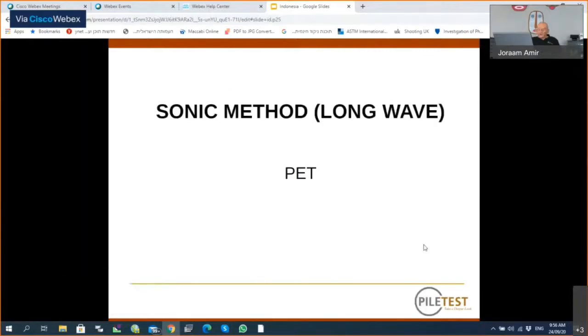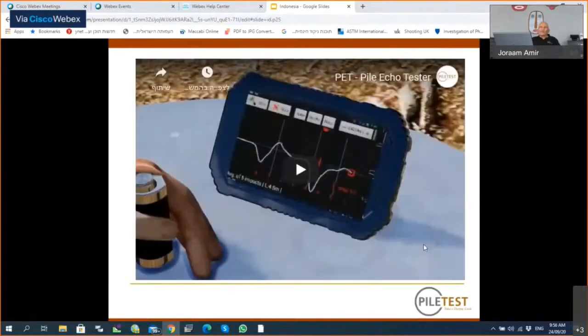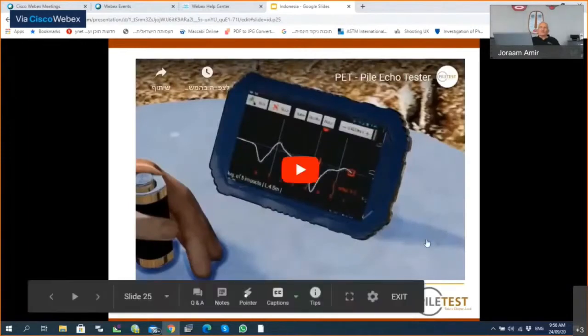The first method is the sonic method, or the sonic echo. So we'll see soon a short video showing how this method is applied on site.